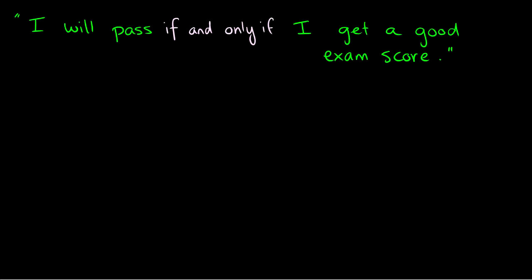Of course, I will pass if and only if I get a good exam score. This would just be P biconditional G. And this makes more sense usually in terms of English at a university, for instance. So if you get a bad exam score, then normally you don't pass, and if you get a good exam score, then you do pass. So these two are very closely related in terms of the biconditional.